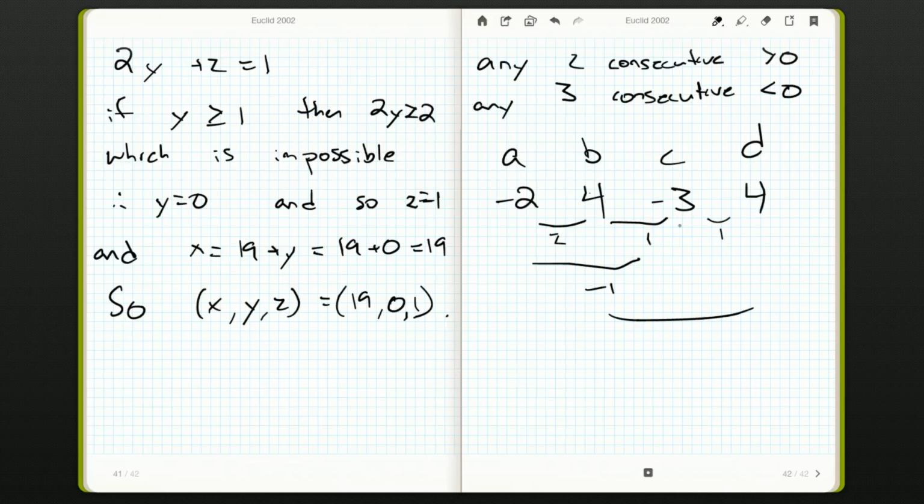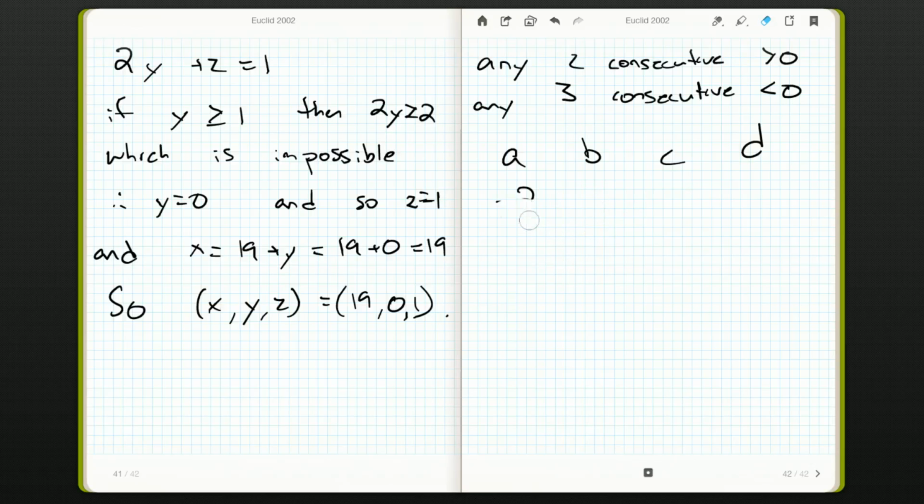So let's see if we can place, C seems to be a trouble spot, so let's see if we can place C first. If C's got to be negative, B has to be a bigger positive number. And so does D. So wherever I place my negative, I have to have bigger positives on either side. And that means that overall, I should have a total positive value. Okay.